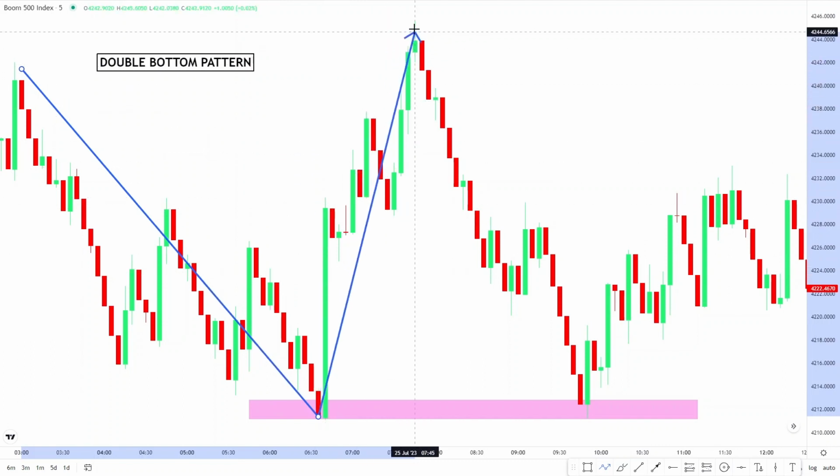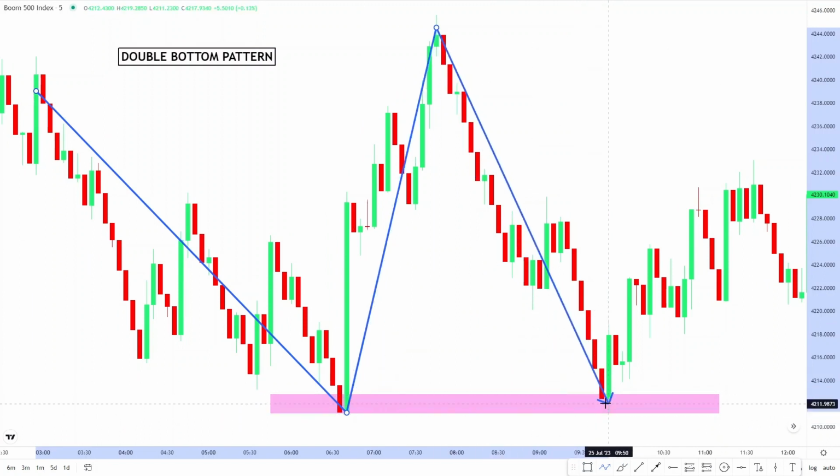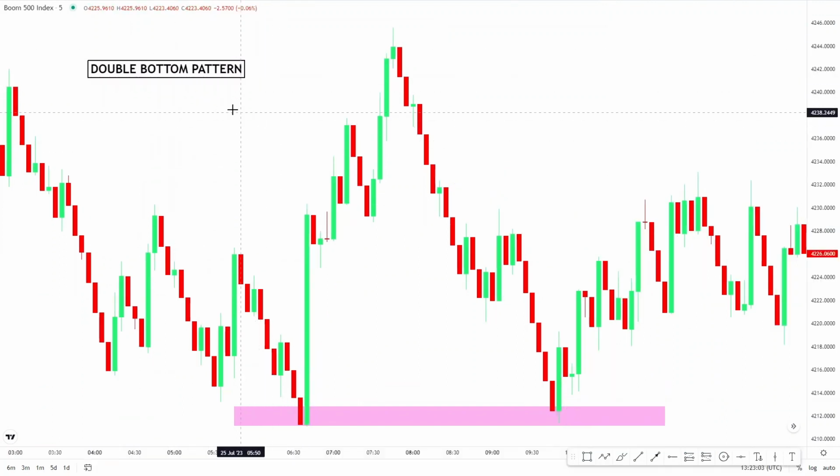So the price pushed to the upside and then made an attempt again to break this same point, but it failed. So the price ended up creating these two equal points and forming a very important and very strong area of support, and then the price started to go upwards. This becomes a very good example of a double bottom pattern. So in the boom and crash market, this can happen in any direction.